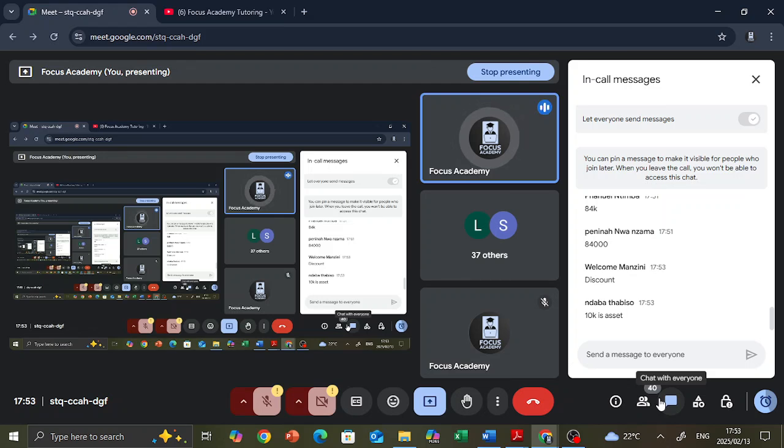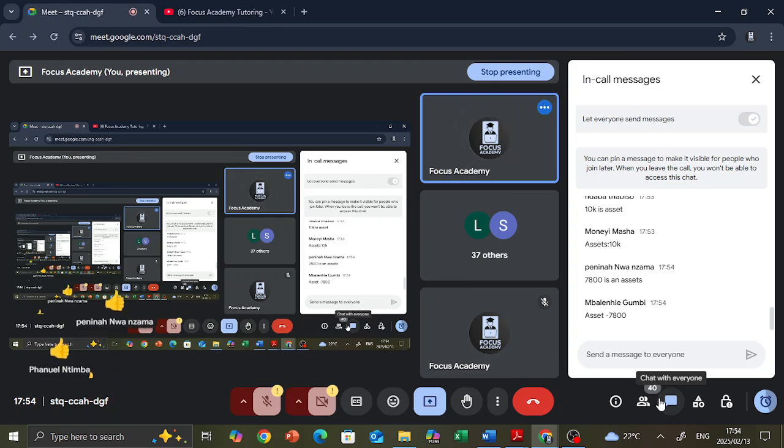Okay, so we've got a taker. 10K is an asset. Okay. 7,800 is an asset. Okay. Yeah, you guys are cooking. Keep cooking. Okay, and then can I ask you guys something? With the show of hands, since no one's trying to talk, do you guys agree that there will be any equity affected in this question? Do you think equity will be affected in this question?